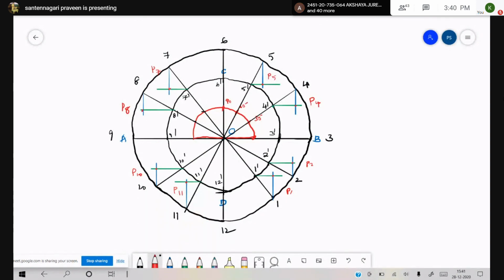From A, start joining your points of intersections. P8, P7 and C. Next, from C, P5, P4 and P. Next P2, P1 and D. P10, P11 and then join next. So this particular curve is your ellipse.